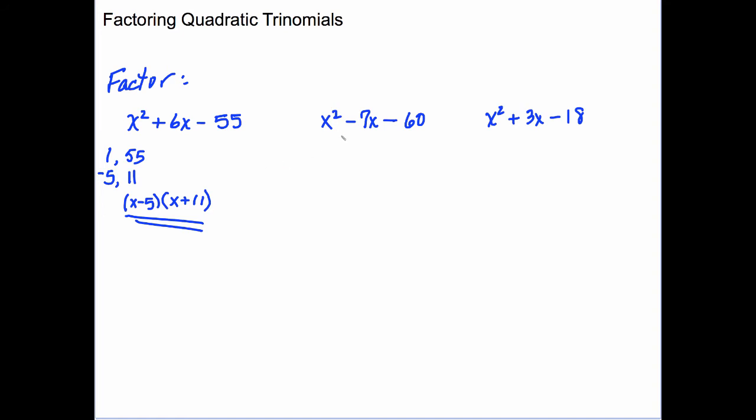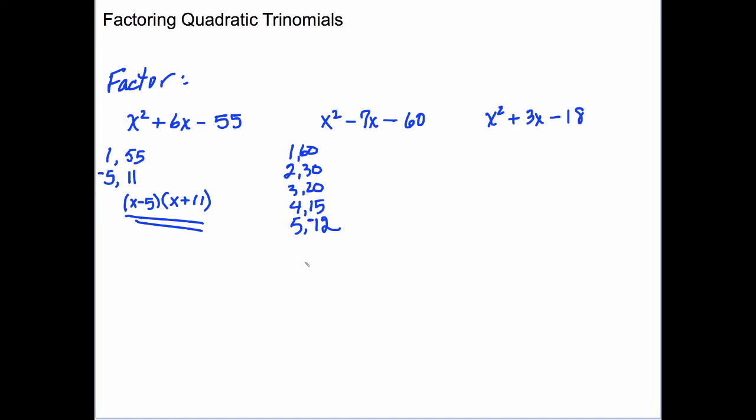Now let's take a look at x squared minus 7x minus 60. We're looking for two numbers that multiply to negative 60 and add to negative 7. So let's start writing factor pairs of 60. We have 1 and 60, 2 and 30, 3 and 20, 4 and 15, 5 and 12. Okay, now 5 and 12 have a difference of 7.